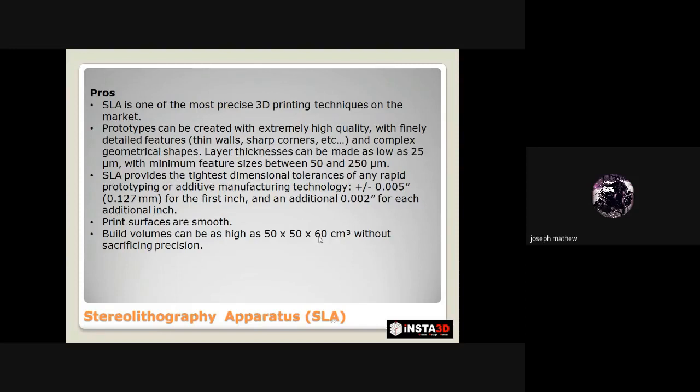The only thing is the maintenance should be done every day so that the 3D printer holds its tolerance and accuracy. The print surface is smooth, and build volumes can be very high, like it can go up to 1 meter for an SLA 3D printer.